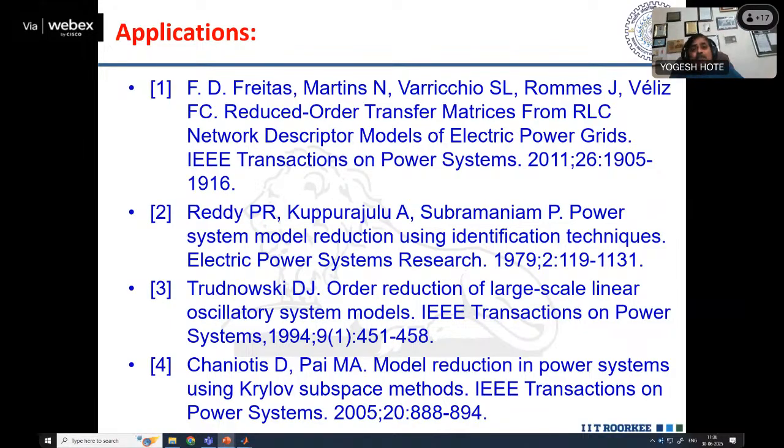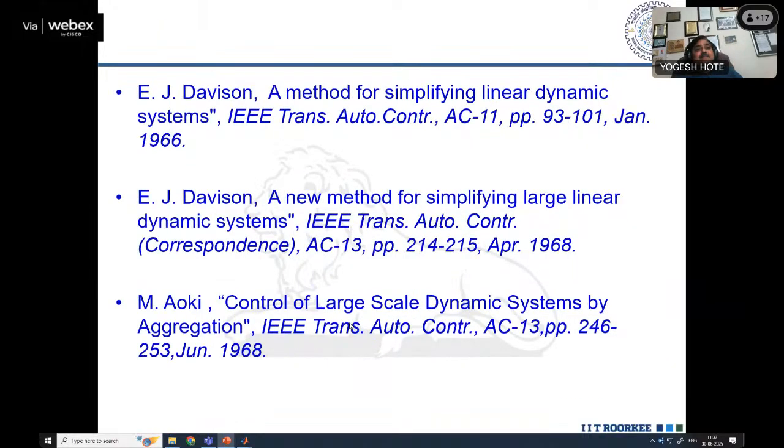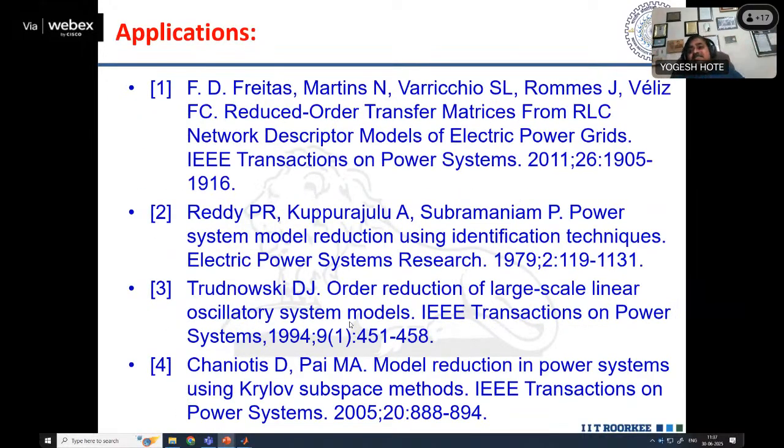Earlier I told you there are various applications of model order reduction in a power converter. You can see that in power systems, the electrical power grid, we saw the transformation from RLC network models for the electrical power grid. In the electrical power grid, this type of model reduction theory has been utilized. Also for large scale linear oscillator systems, they are being used. You can see in the literature there are so many applications where this model reduction technique has been used.